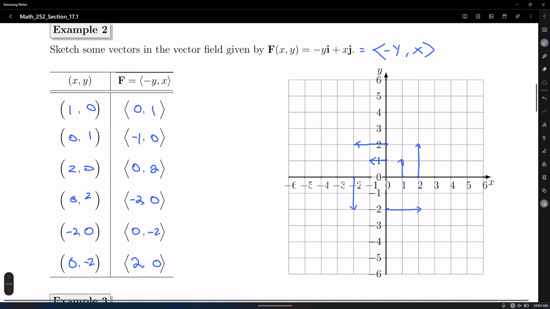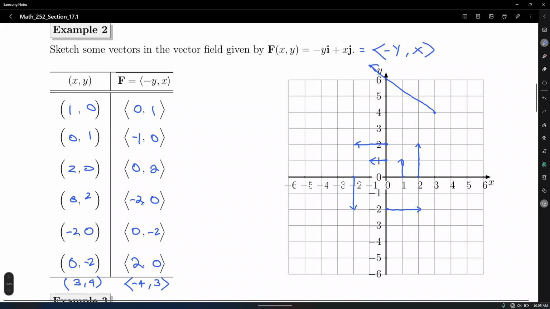Let me do another point. Let me do 3, 4. No zeros like the other points, and see what we get. The related vector will be the opposite in sign of the y coordinate and the x coordinate. So let's go to the point 3, comma 4. And from there, I'm going to plot the vector negative 4, positive 3. That is this vector right here.